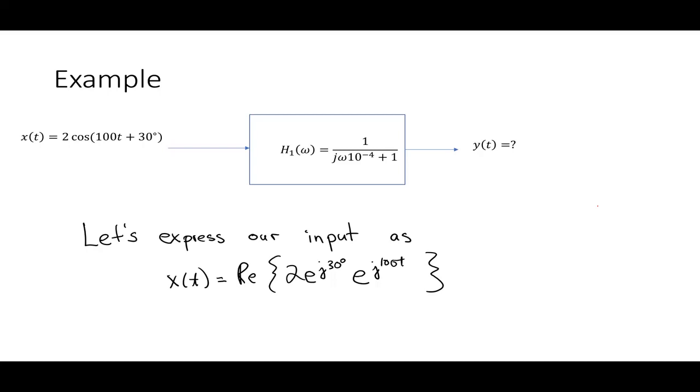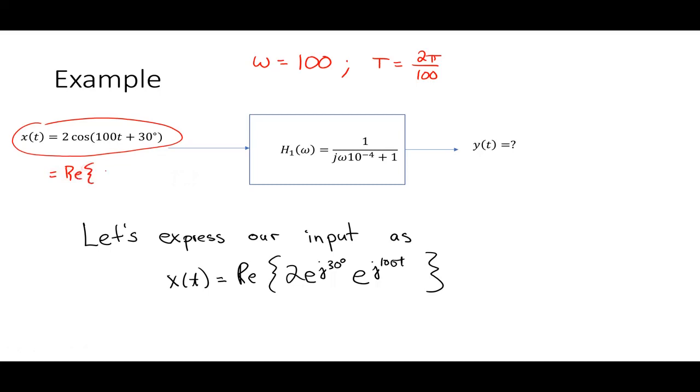So let's look at a specific example. Here my input is 2 cosine 100t plus 30 degrees. That says that I'm putting in an input signal which has omega equal to 100, or a period T equal to 2 pi over 100. And so I can express this as the real part of 2 e to the j 30 degrees times e to the j 100t.